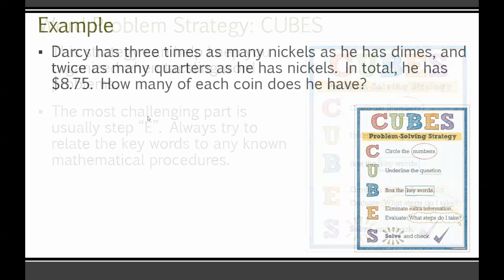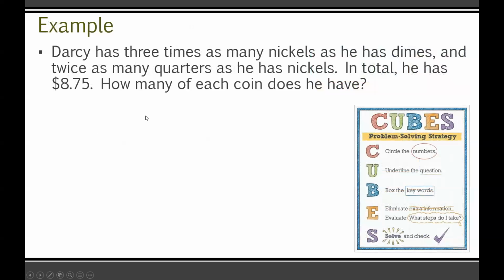Anyway, here we go. Question number 1. Darcy has 3 times as many nickels as he has dimes and twice as many quarters as he has nickels. In total, he has $8.75. How many of each coin does he have? I put the cube strategy picture there. You can try it if you wish. Either way, regardless of how you want to go about this question, I suggest that you pause the video, give it an honest try, and then I'll go over it in a second.